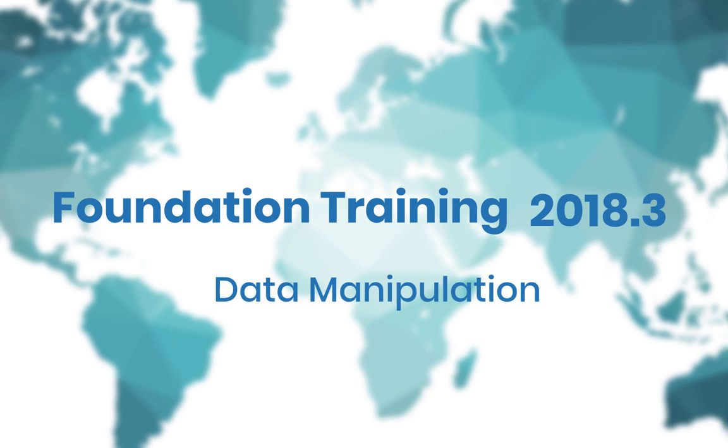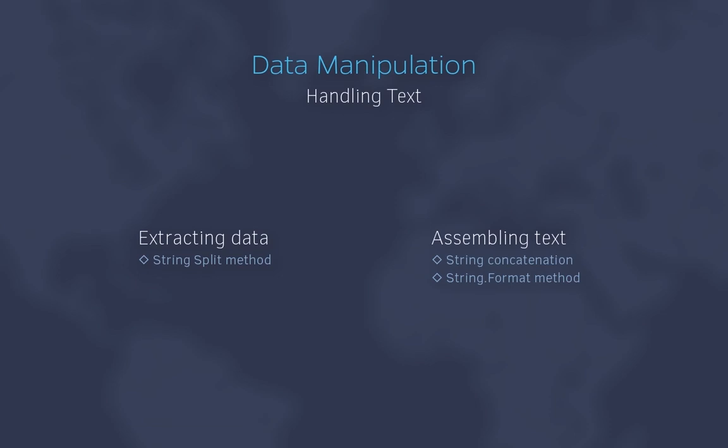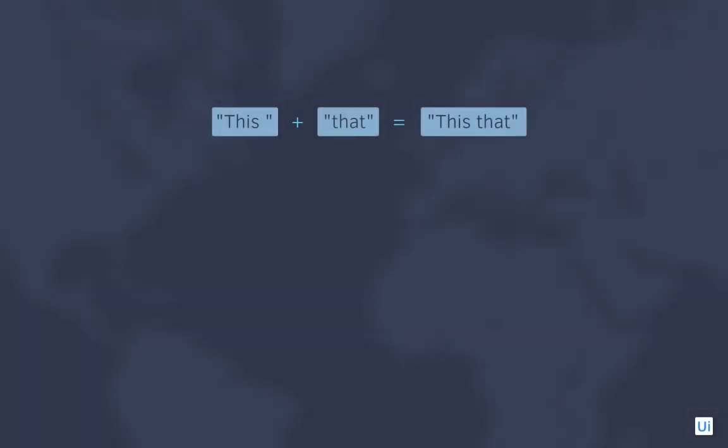Let's begin. While the split method allows us to extract relevant parts from a larger text, there are common scenarios when various data needs to be assembled as text, for example, for logging or when we want to send out an email. There are two ways of doing that, with string concatenation or using string.format. To concatenate strings, we can simply use the plus sign.